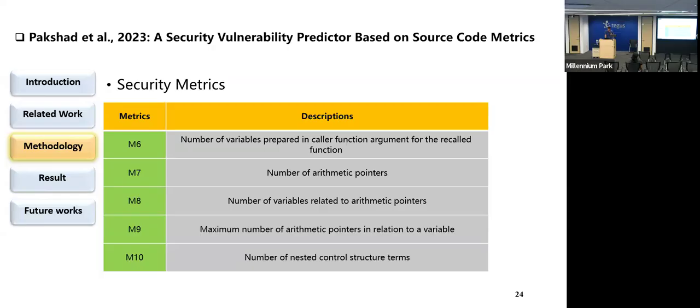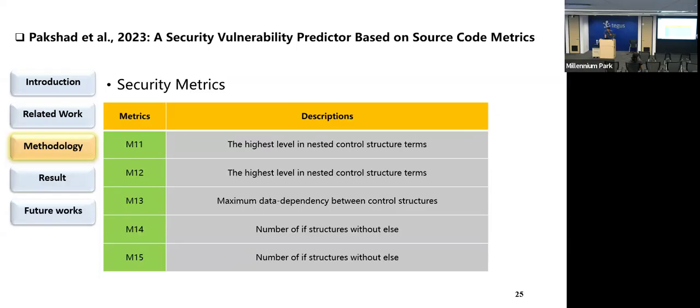And metric 6, metric 7, metric 9, metric 10, the highest level in nested control structure, highest level in nested. I have a mistake here, I think. Yeah, they are the same together. I need to correct it. Metric 13, maximum data dependency. Metric 14, for example, saying the number of if structures without else.